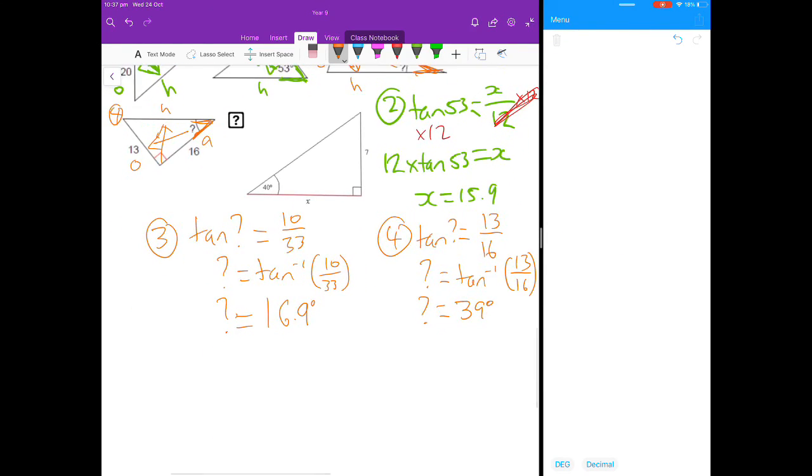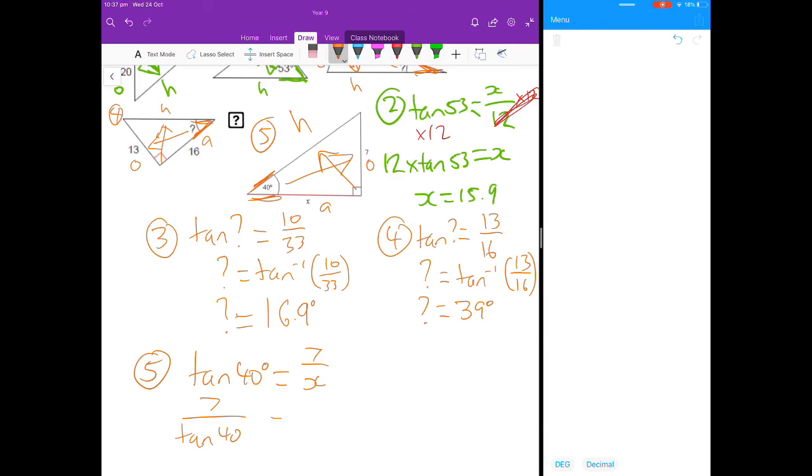We do have a fifth triangle here to have a look at. As always, we're going to find our opposite side, our hypotenuse, and then have our adjacent side left over. Tan of 40 equals our opposite of 7 over our adjacent X. And as we said at the beginning, when we have that fraction, we're just going to slide the 7 over to the other side and have 7 over tan 40 equals X.